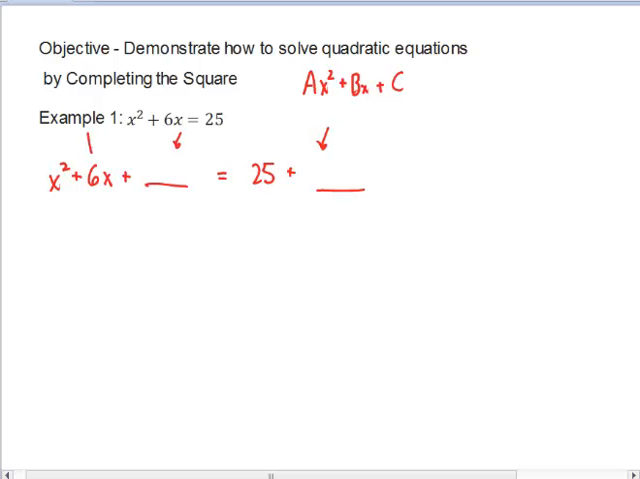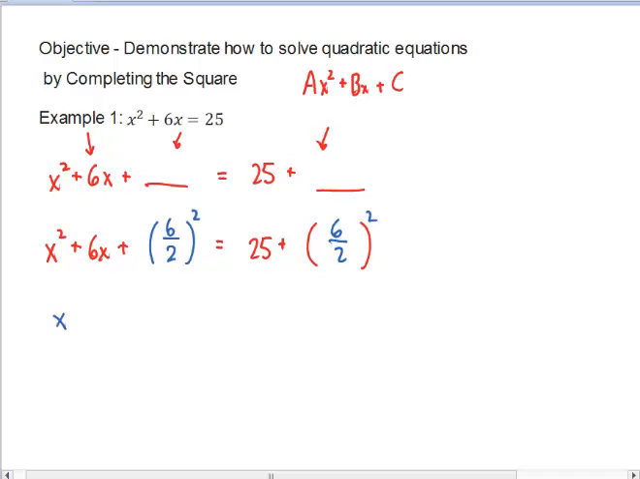Now the way you find the perfect square trinomial value that you're going to add is you look at the middle term, you divide it by 2 and you square it. That's the algorithm for finding this value. So we're going to have x squared plus 6x plus, and in blue I'll put what the value is. Remember, it's the number divided by 2 and then squared. And whatever you do to one side of the equation, you have to do to the other. So I'm going to add 6 over 2 squared.